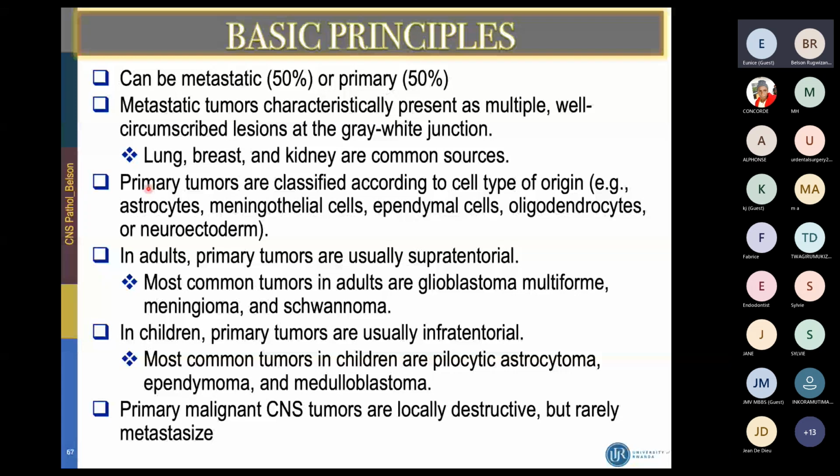In children, the most common are pilocytic astrocytoma, ependymoma, and medulloblastoma. Primary malignant central nervous system tumors are locally destructive, but they metastasize very rarely. They just destroy the tissue around them.